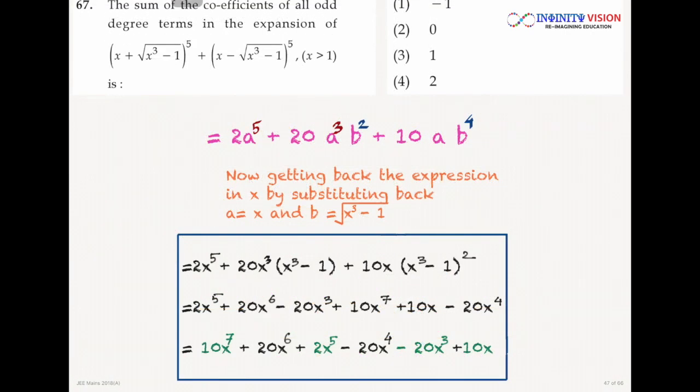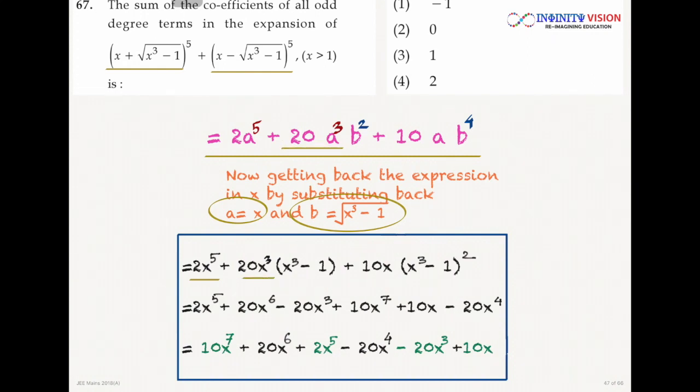Now moving forward, we got the expression as 2a⁵ + 20a³b² + 10ab⁴, but the question was in x, so we have to substitute back. So a would be replaced with x and b would be replaced with √(x³ − 1). By replacing it back, 2a⁵ would become 2x⁵, 20a³ would become 20x³, and b² would become x³ − 1, and 10a would become 10x, and b⁴ will become (x³ − 1)².